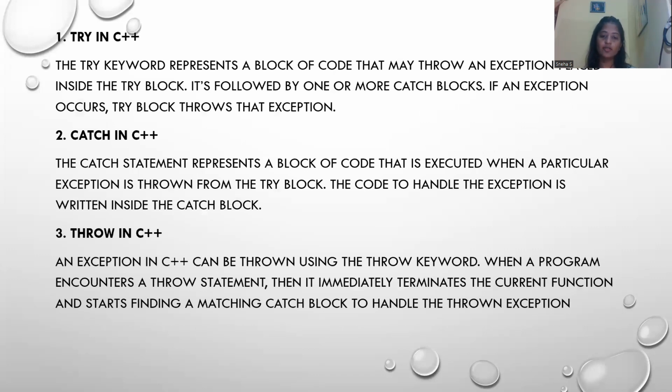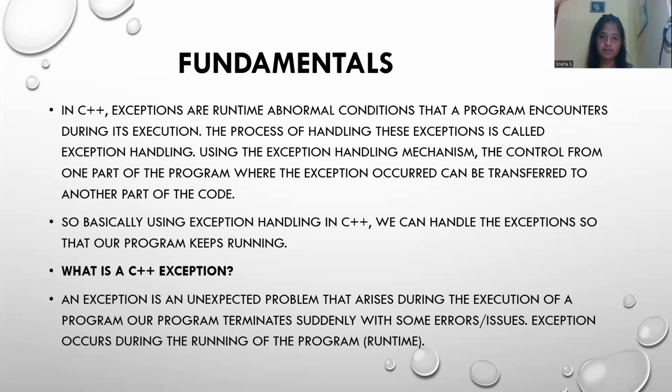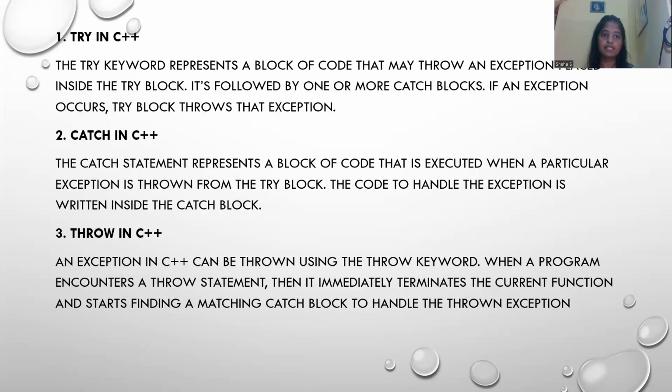Next, in order to handle these exceptions in C++, we have three keywords: try, catch, and throw. So what does try actually do? The try keyword represents a block of code that may throw an exception, placed inside the try block. It is followed by one or more catch blocks. If an exception occurs, the try block throws that exception. Basically, in this try block, we test a block of code, and whenever the tested code has a problem, it will throw an exception by using the keyword throw.